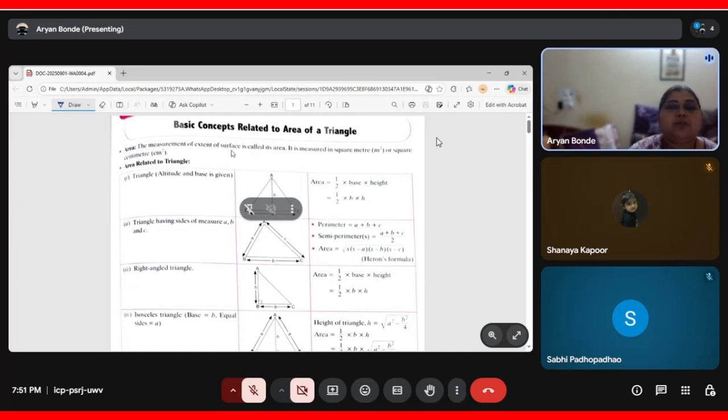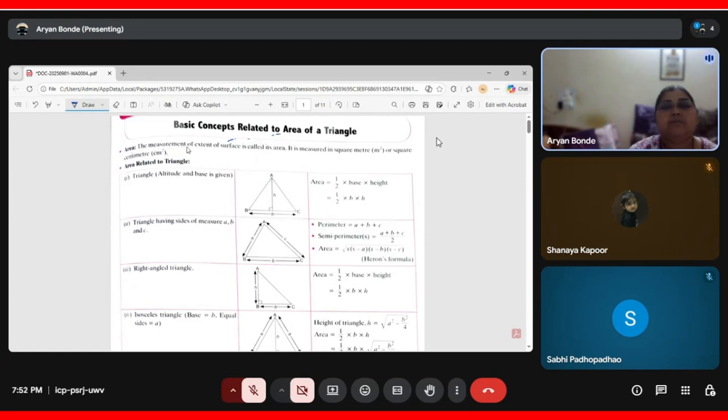Okay, so in this topic we see the area of a triangle, the basic concept of area related to a triangle. So what is meant by area? Area is nothing but the measurement of the extent of a surface, and it is measured in square meters, or square centimeters, whatever unit is given in the example.